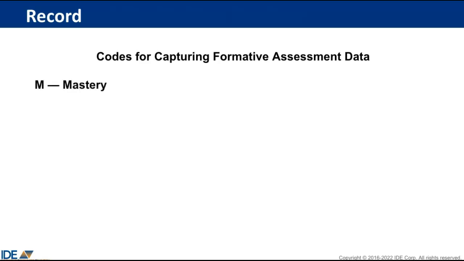First, thinking about M being for mastery. So your students who have gotten the content. A level up from that is peer tutor, where we use PT, meaning students have not only mastered, but they're now able to explain to a peer.